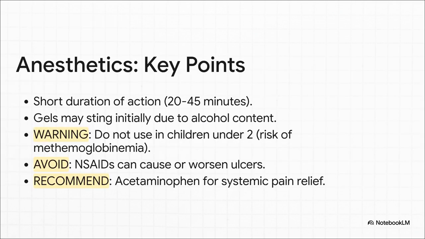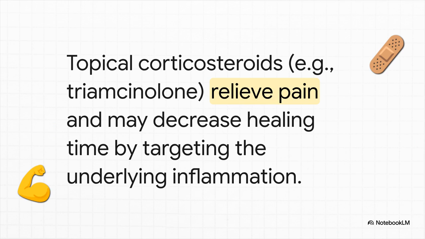Okay, a couple of critical safety points here. First, the big one. Do not use benzocaine products in kids under 2. The risk of methemoglobinemia is real. Second, you have to tell patients to avoid NSAIDs. I know it seems counterintuitive for pain, but NSAIDs can actually cause or worsen ulcers. If they need something for systemic pain, the answer is acetaminophen. Full stop.